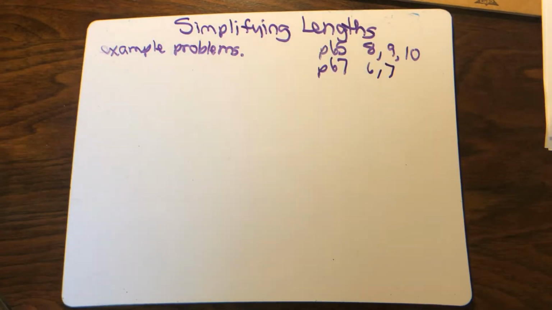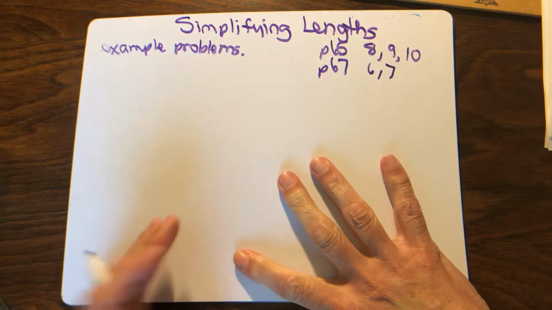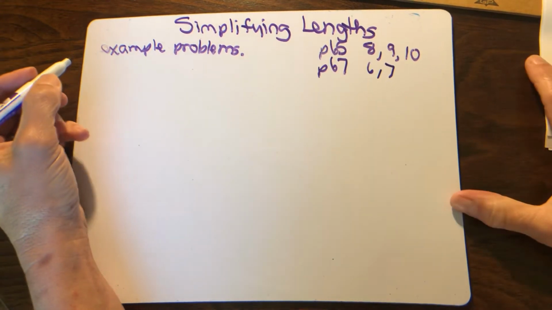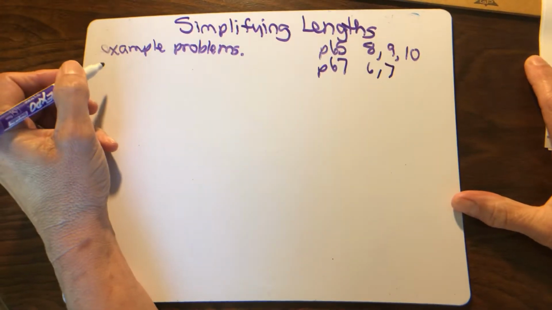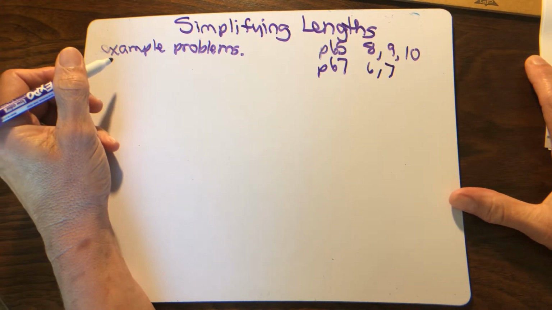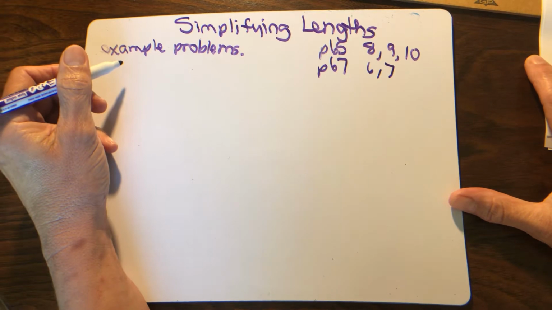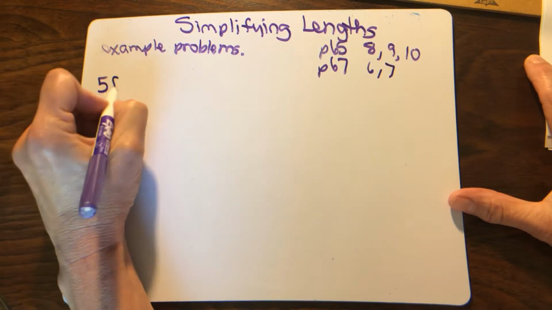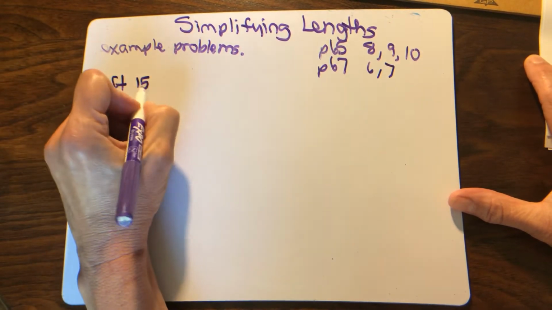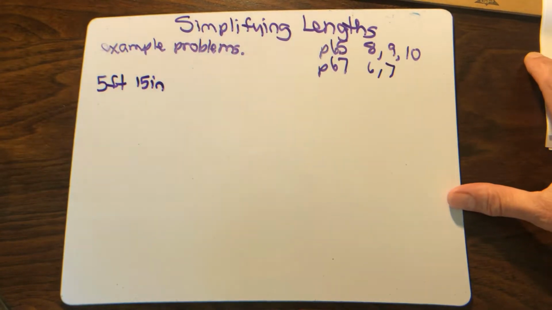You know, in math, it just builds and builds and builds, and you just have to keep adding stuff to it. So look at number 8 on page 65. Get your pencil out, get your notebook out, and let's go. So this is not just watching me work. You're writing this down. Write your problem down. 5 feet, 15 inches. Ignore what they have written down there right now.